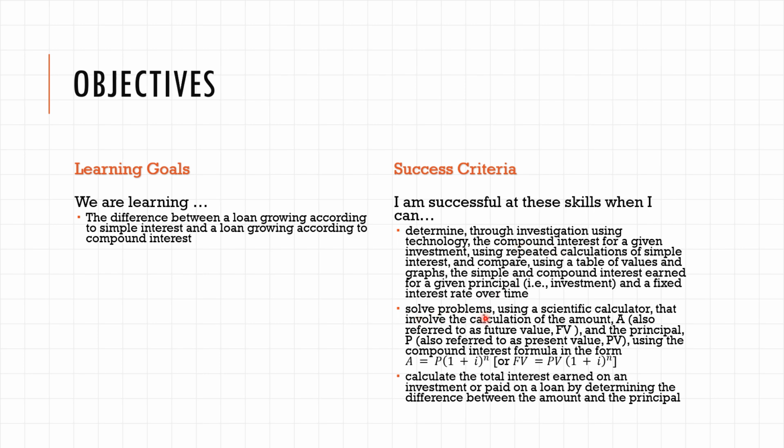And once we figured out this difference and how to calculate compound interest, we'll start to solve problems that involve calculating the amount or the future value of an investment using the compound interest formula. We'll also start to calculate the principal, which is sometimes called the present value. And then finally, once we found out how much our loan or our debt grows according to compound interest, how much it's worth in the future, we'll calculate the total interest that's earned by finding the difference between that and the principal, which is the amount you started with.